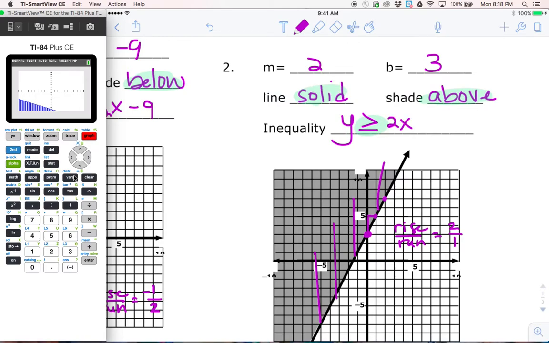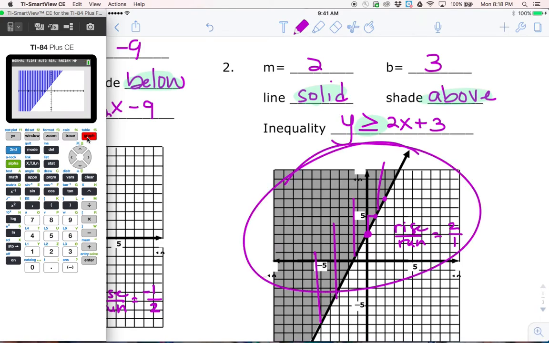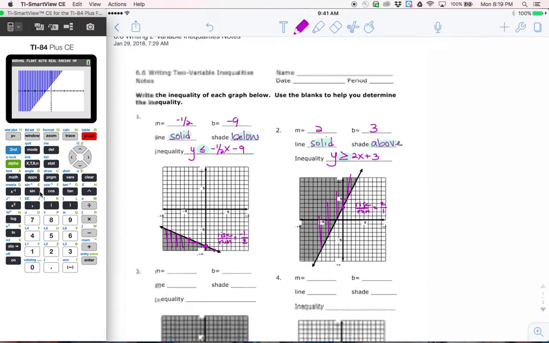So 2x with a +3. You can go ahead and try your calculator trick again if you want to just double check here. Let's see here, 2x plus 3. Only this time I want to shade above my line. So let's click here. And we can go through here till we have it shaded above, which looks like that. And click graph. Okay, that looks pretty good. That looks really similar to what I see in my notes, so that's a good way to double check. And let's keep going with our notes.